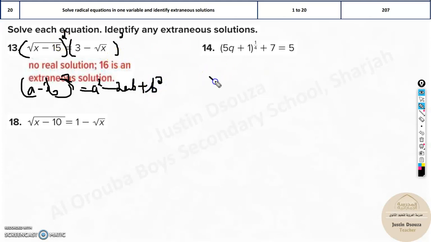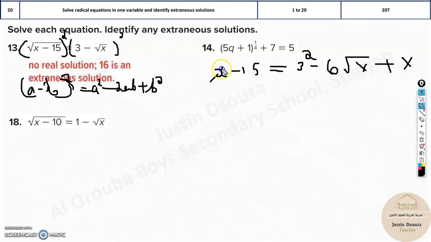Now here let's solve it. It'll be x minus 15 equals 3 square minus 2ab, that will be 6 root x, plus b square, that will be square root of x, the whole square, is x.